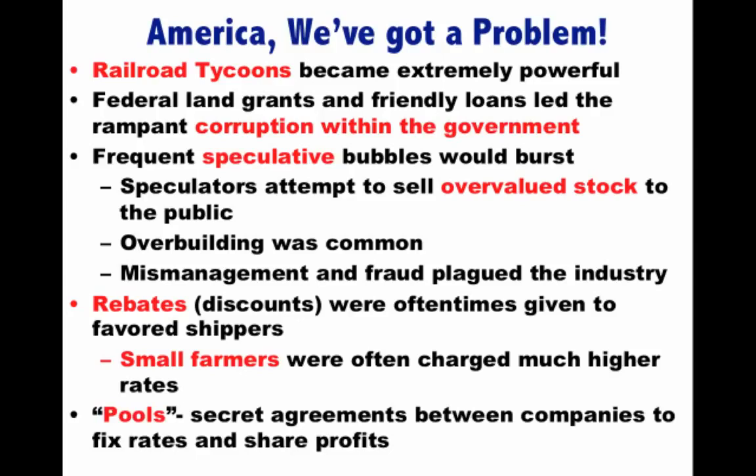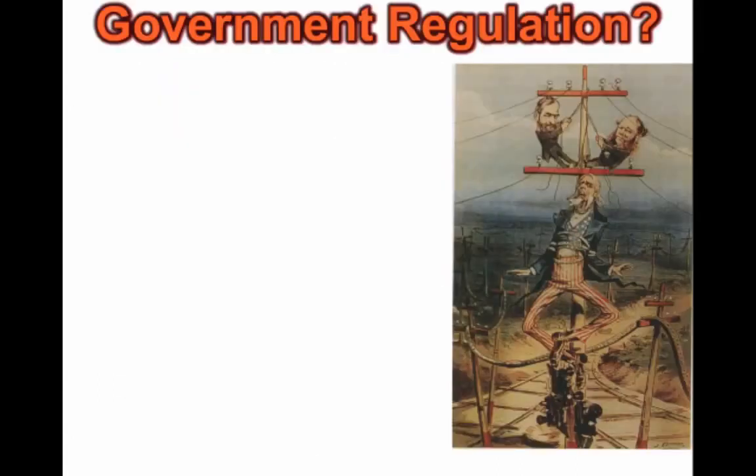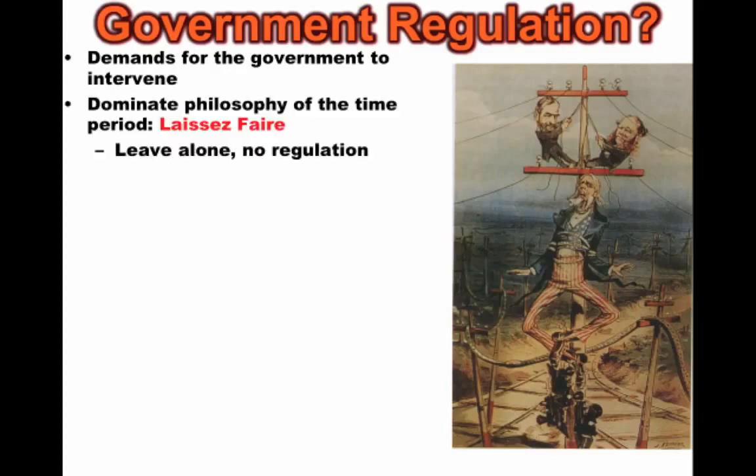And pools were created, and pools were secret agreements between the companies to fix rates and share profits. So there really wasn't fair competition taking place. And as a result of this concern over the railroad's power over the public and the government, there began to be discussions about should the government regulate. There starts to be demands that the government should intervene.